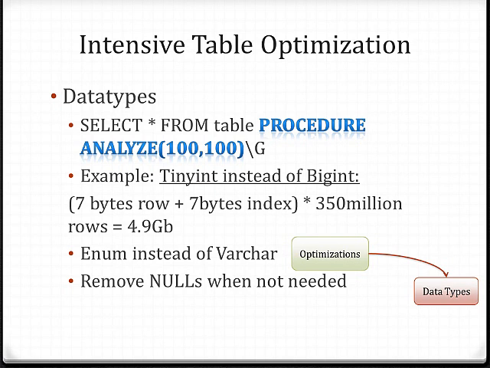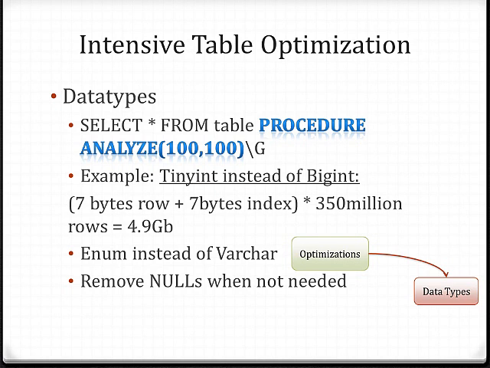I'll give an example. So you have here, in a case where I used tinyint instead of a bigint, so it was the row and then it had an index for that column as well. So the row was reduced by 7 bytes because bigint is 8 bytes and tinyint is 1 byte. So I reduced the row size by 7 bytes and the index also by 7 bytes. Times 350 million rows, the table is 4.9 gigabytes less. So just that makes the table smaller, fits in memory, can be searched faster, and all that.